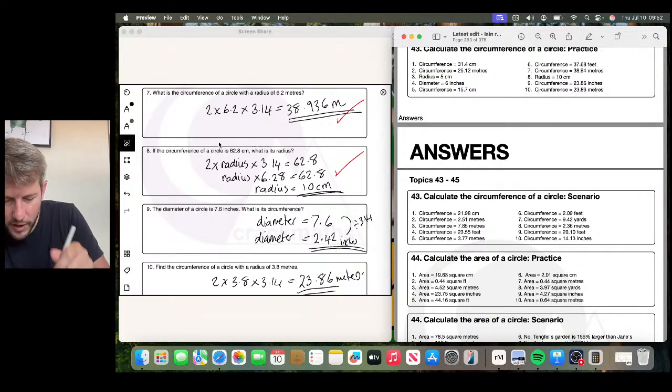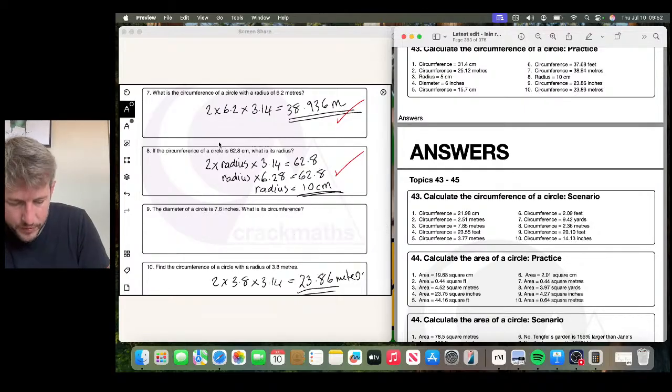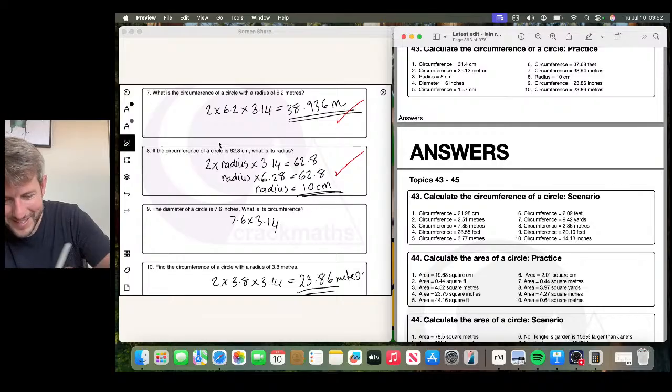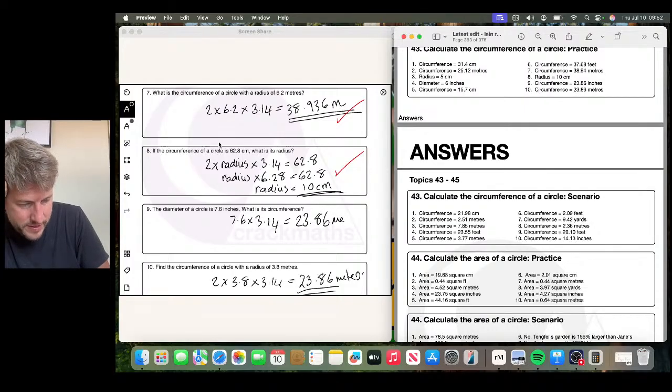Well done, anyone that noticed that. I'm really sorry. So here we go. We've got, if the diameter is 7.6 inches, what is the circumference? Well, it's just 7.6 times 3.14. Okay, and I can see actually 2 times 3.8 is 7.6. So that is the same as the one below. It's just a slightly different one. Okay, but that will also equal 23.86 meters.